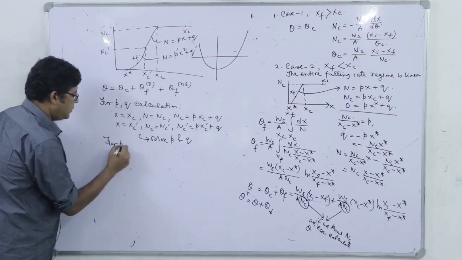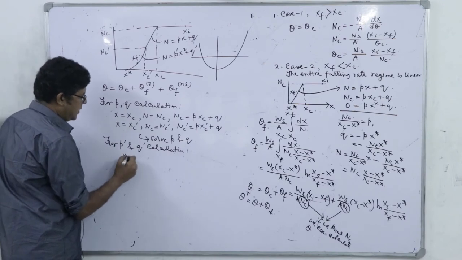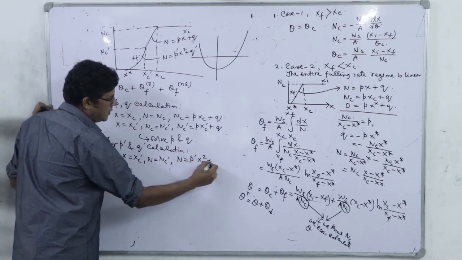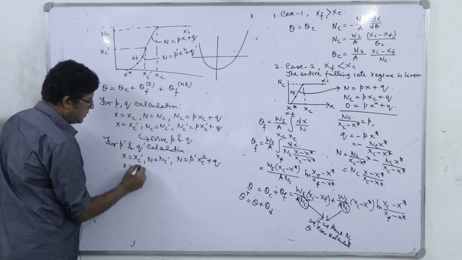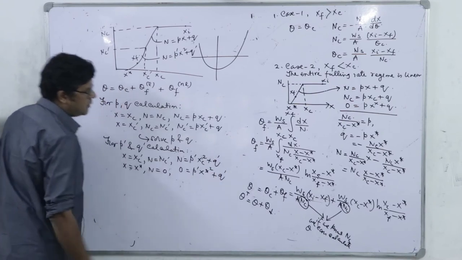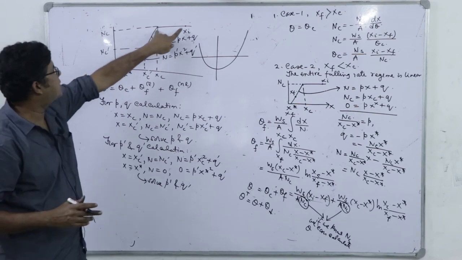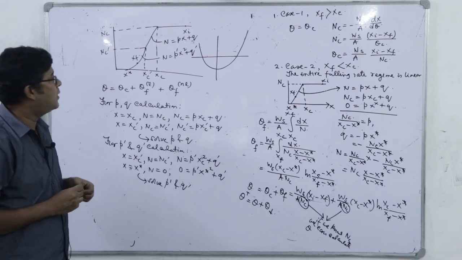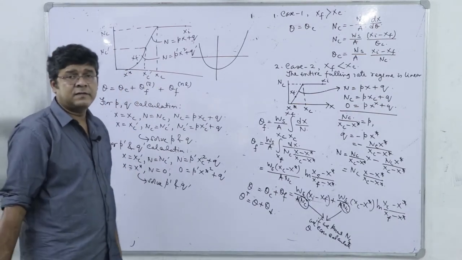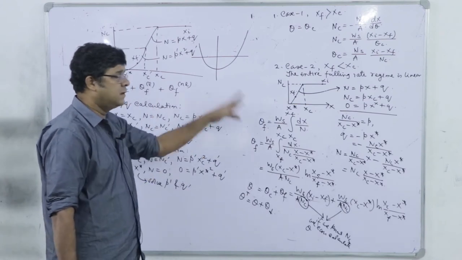And for p prime and q prime calculation, we have x is equal to xc prime, n is equal to nc prime. So, n is equal to p prime xc prime square plus q prime, and x is equal to x star, n is equal to 0. So, 0 is equal to p prime into x star square plus q prime. So, from there you can solve p prime and q prime and break the overall integral into three different regimes. First is a constant, next is a linear falling, and the third one is a nonlinear falling rate, and from there we can solve. So, we have to do this integration of dx divided by x square plus a square, that is a standard integral, and from there we can solve for this drying time.